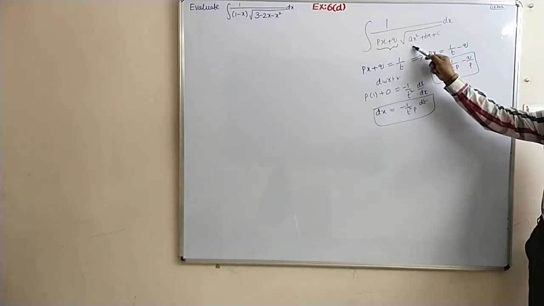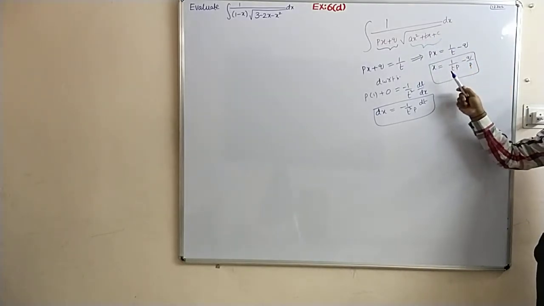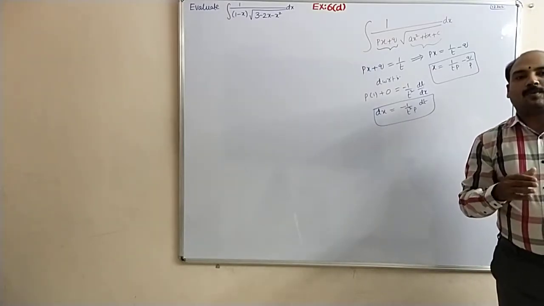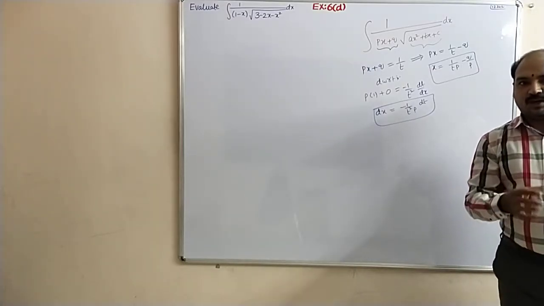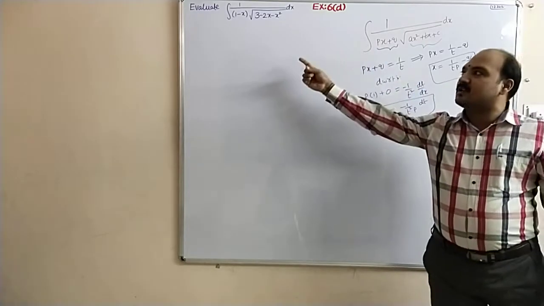And wherever in this ax square plus bx plus c, x is there, you have to replace with this value and then integrate, and after that you have to apply the proper formula according to the step. You can do it. We will discuss the example based on this concept.